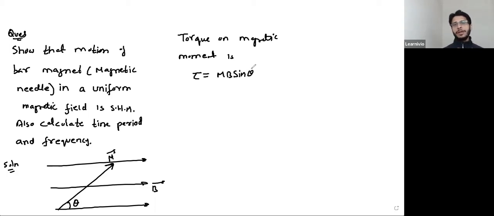Now this magnetic moment could be of a bar magnet or of a needle. So whatever the system is, the torque is mb sine theta. I'm putting a negative sign just to show that this torque is restoring. Restoring means this torque is trying to align the dipole in the direction of the magnetic field. So this is the restoring torque, minus of mb sine theta.